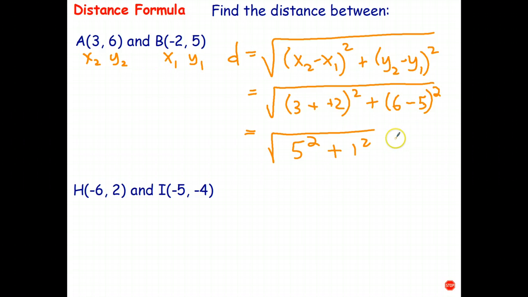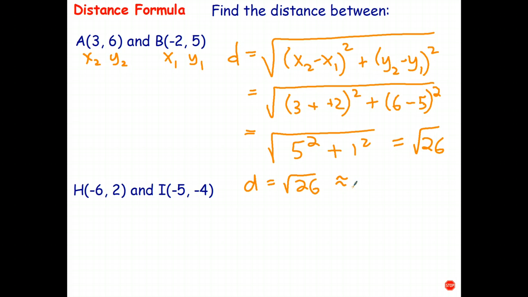And I can now use my calculator to work out the value of that. In fact, I can do this in my head. 5 squared is 25. 1 squared is 1. That gives me the square root of 26. So the distance is the square root of 26 units.